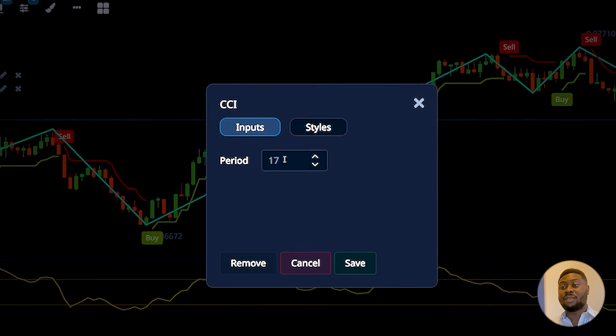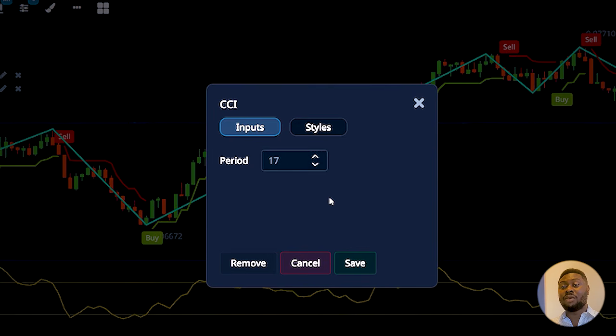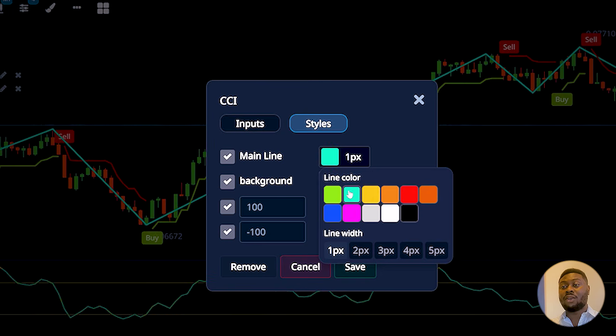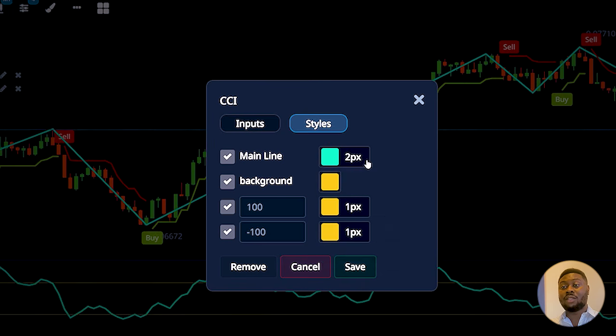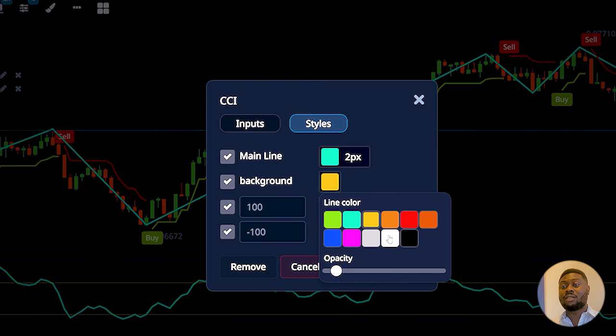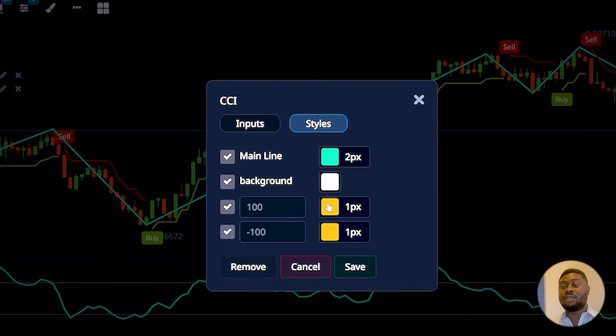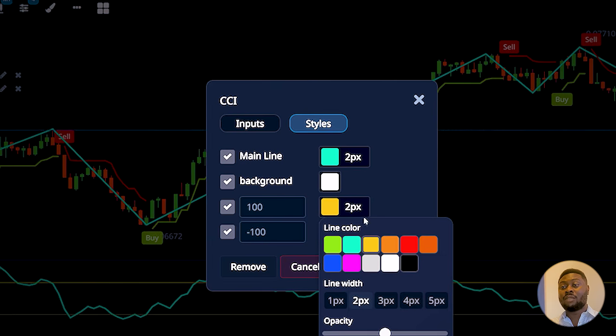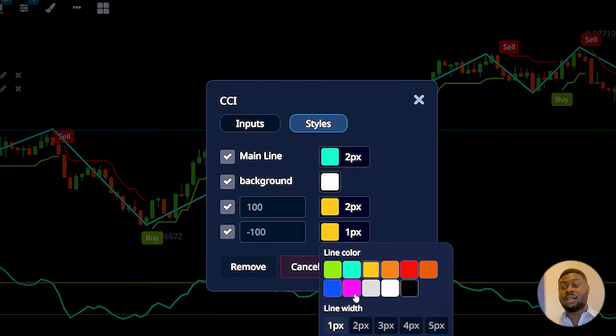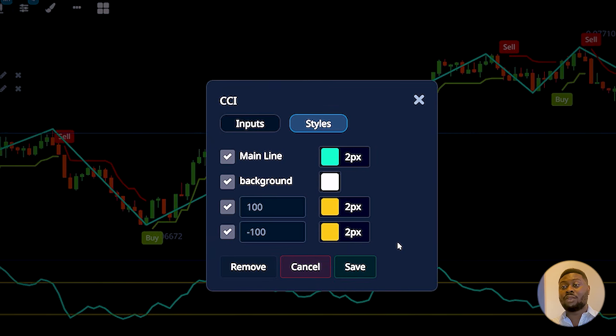CCI is the next in line. I'll reduce the indicator period to 17. In the style settings, I will turn the color of the main indicator line to turquoise and increase the thickness. The background color of the indicator will be white. I will increase the line thickness at levels 100 and -100.